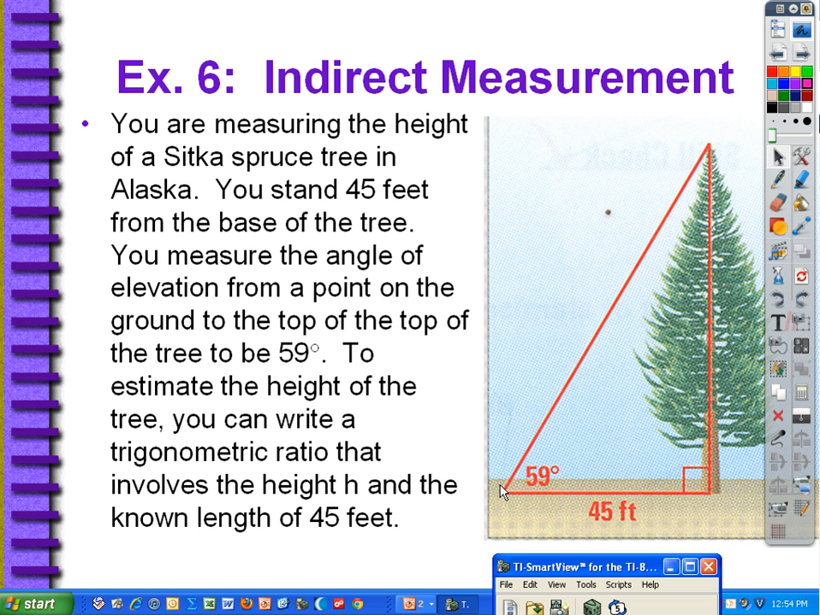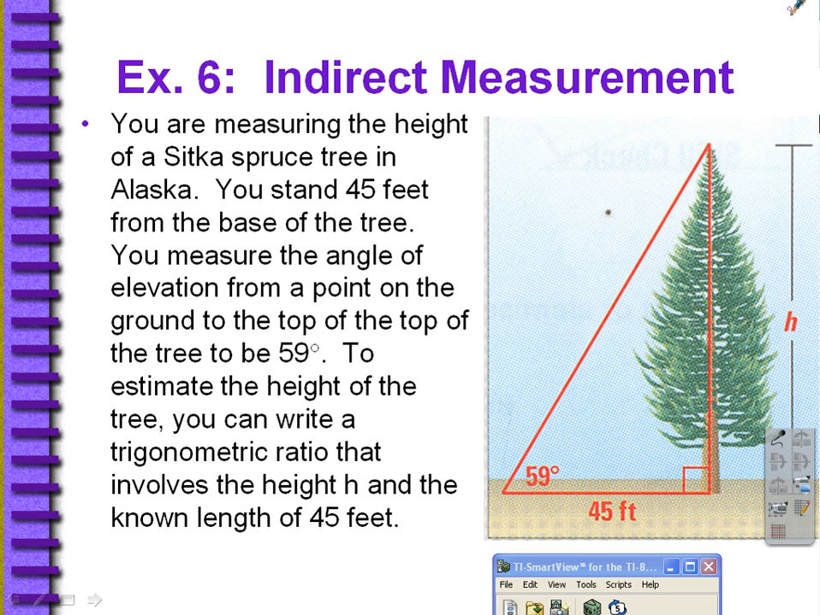How do we find out the height of the tree? Well, it's really not that big a deal. Here's our right triangle, correct? Okay. Now, for the 59-degree angle that we've measured, what sides are represented by the 45 feet that we measured and the height that we're trying to calculate? So, in other words, this side is what in that triangle relative to 59 degrees? Opposite. Okay, so that's opposite. What about this one? Adjacent.